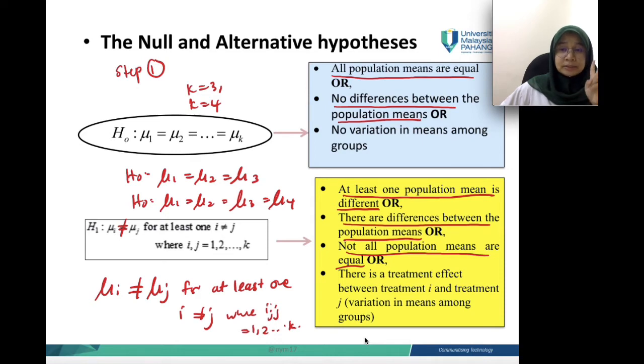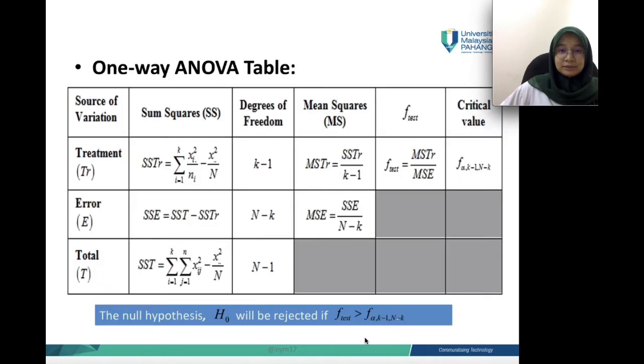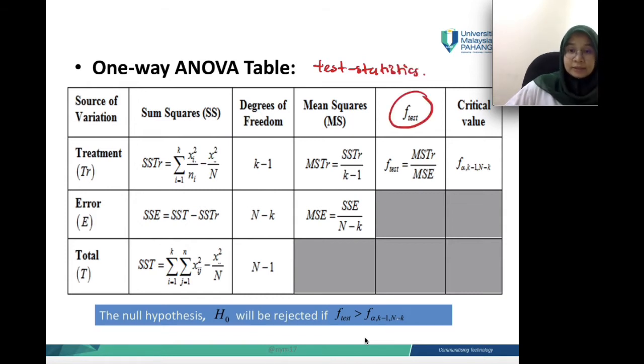Step number 2 is the test statistic. So now we actually want to calculate the test statistic. As I mentioned, for one-way ANOVA, we will use the F-test. The formula to find this F-test is here. F-test is equal to MSTR over MSE. What is MSTR? What is MSE? MSTR is mean square treatment. MSE is mean square error.